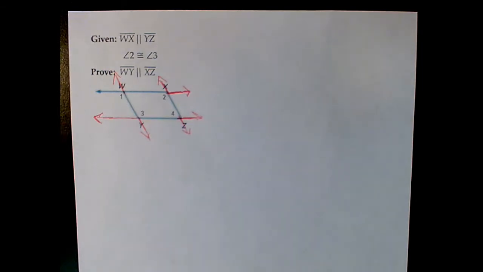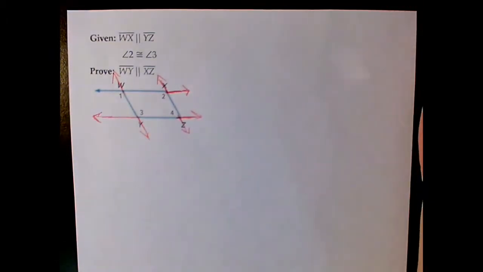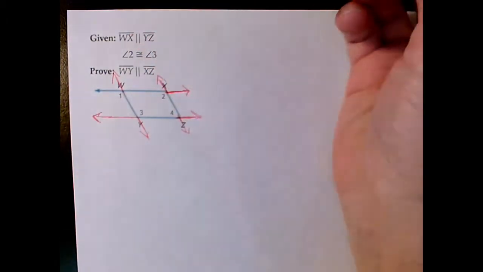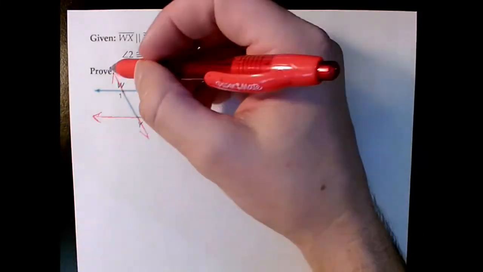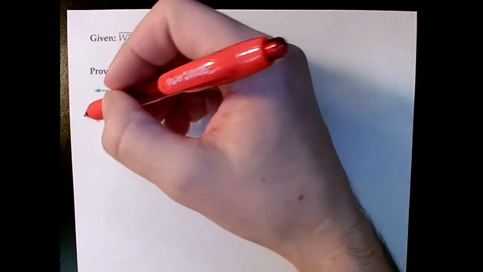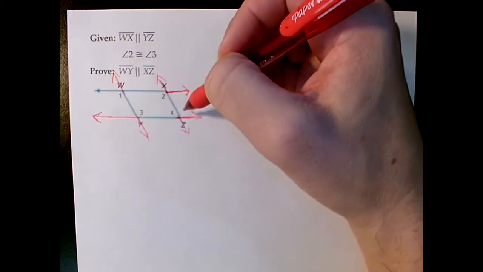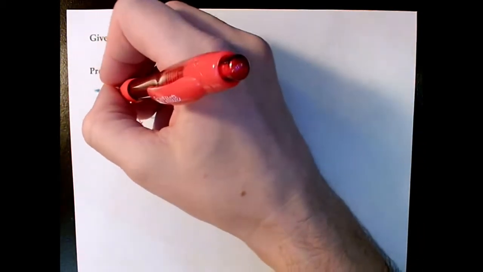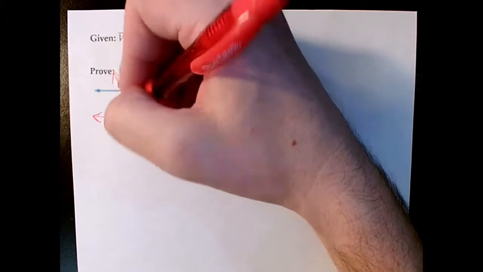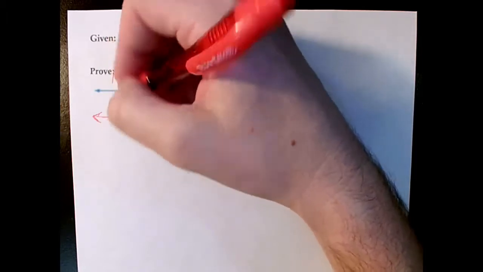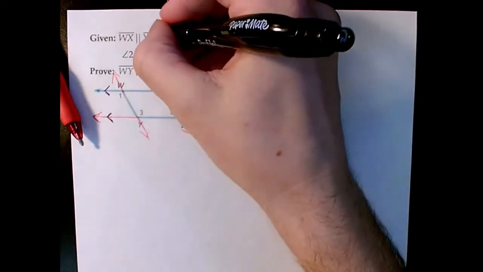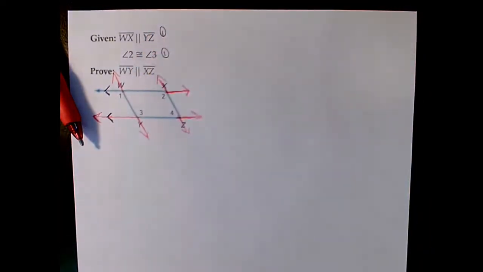Now, I'm first given that angles 2 and 3 are equal. I'm also given that WX and YZ are parallel. So if WX, that one, and YZ are parallel, boom, I can take the fact that this guy is a transversal through two parallel lines. So let me say that. Let me do this. Boom, boom. This says that these two are parallel. I have my given, so this is step 1. That's step 1, given.